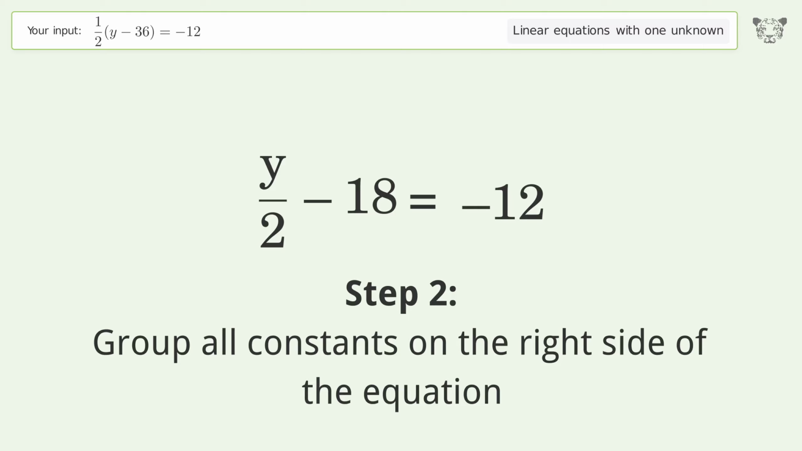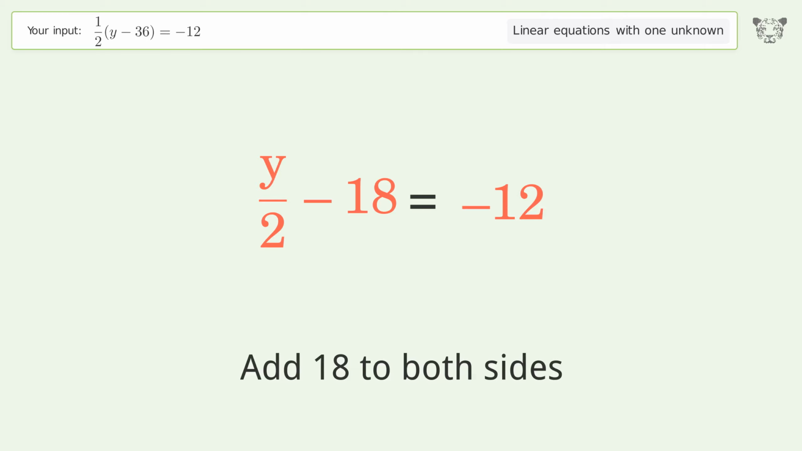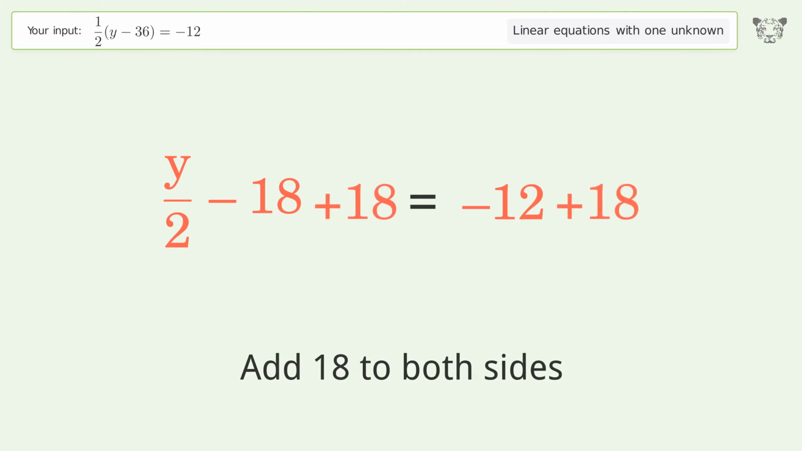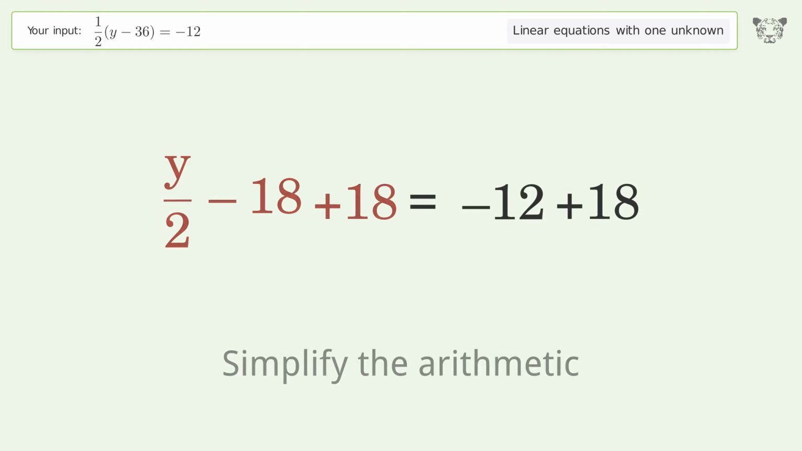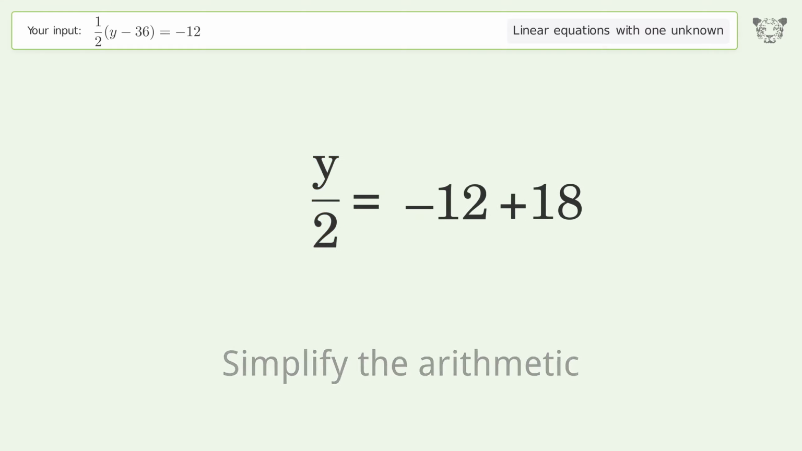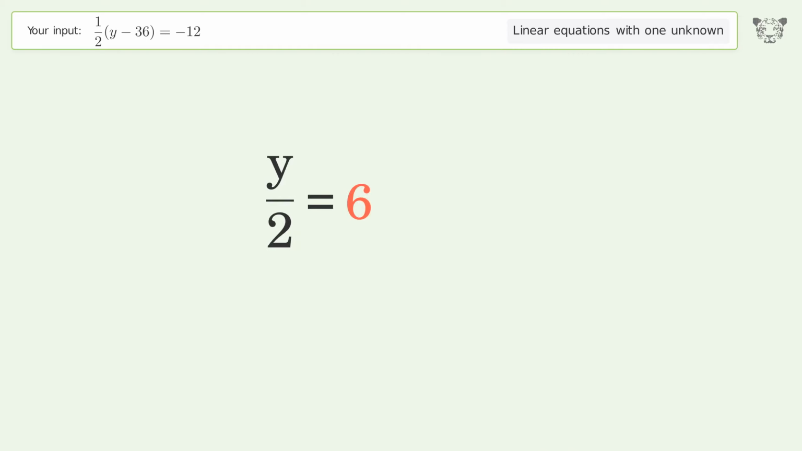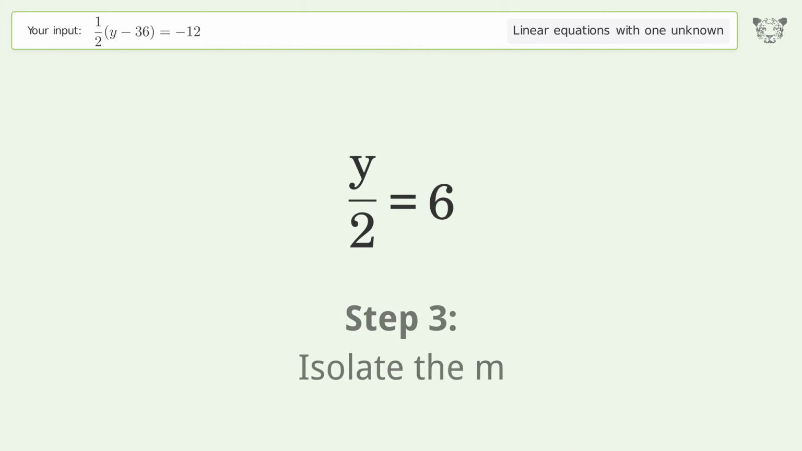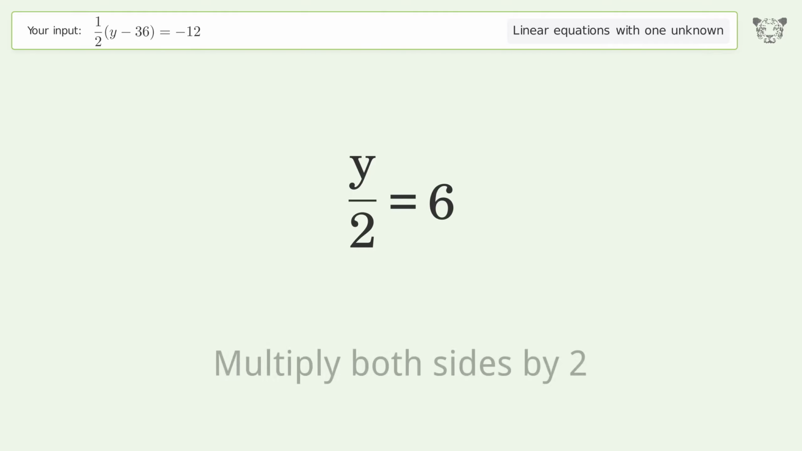Group all constants on the right side of the equation. Add 18 to both sides. Simplify the arithmetic. Isolate the m. Multiply both sides by 2.